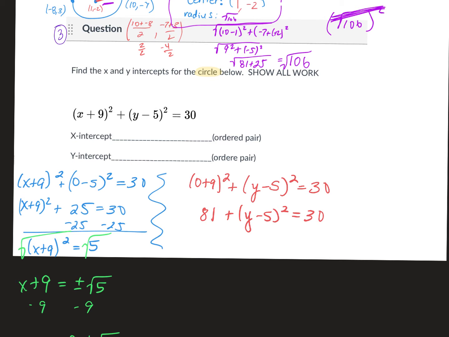Now what? Perfect. Subtract 81 from both sides, and you get y minus 5 quantity squared equals what? What's 30 minus 81? Negative 51. Thank you. Negative 51. Do I have to go any further?